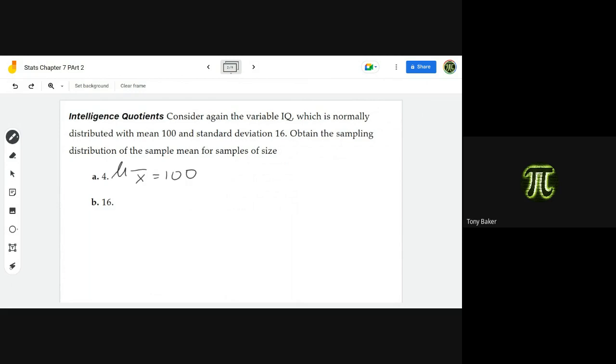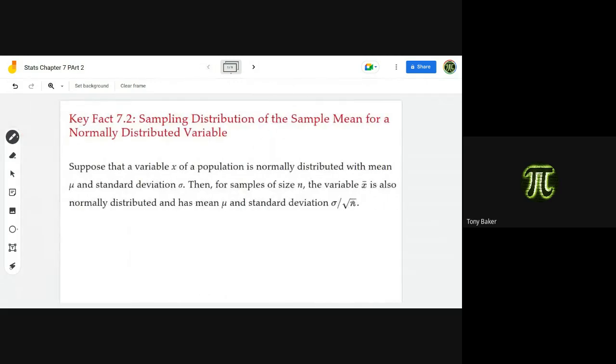Remember, the standard deviation does not stay the same. So this is my 16 divided by the square root of 4, which in this case is 8. So your mean stays the same, your standard deviation does not. Your standard deviation is that formula right there. Yes?